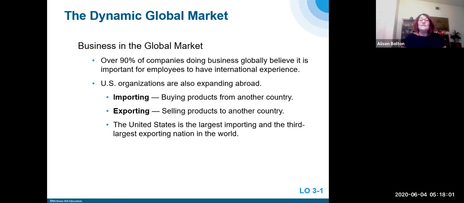So U.S. organizations are also expanding abroad, both importing, that's buying products from another country and bringing them in, and exporting, selling products to another country. The U.S. is known as the 3rd largest exporting nation in the world. So that means we have a lot of products to sell.